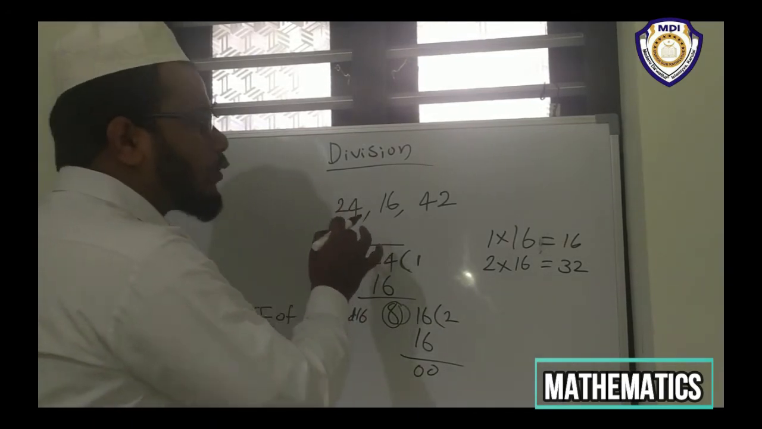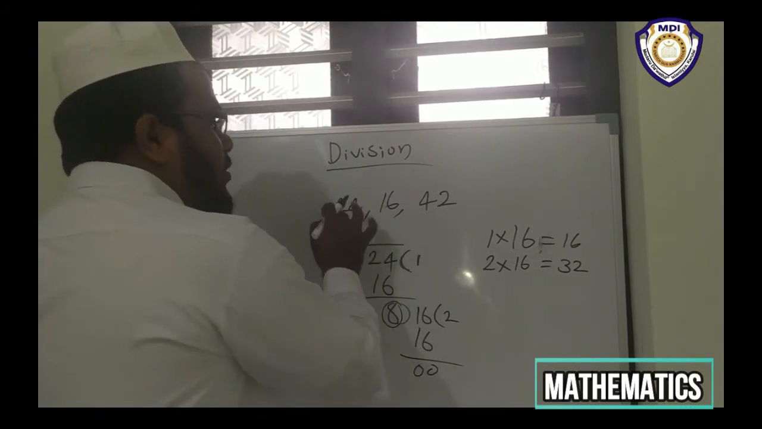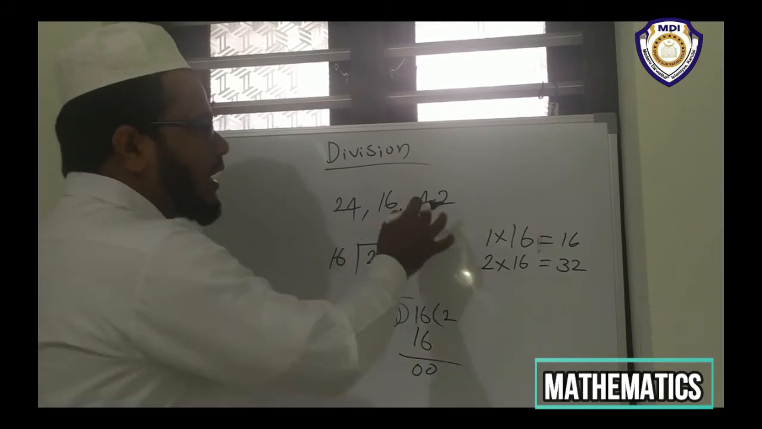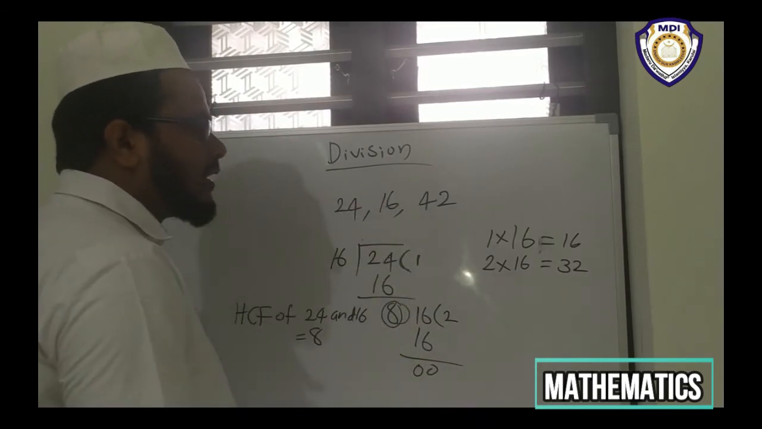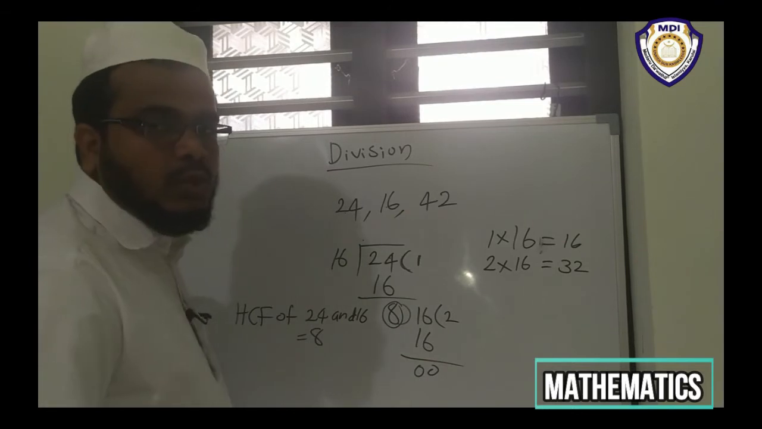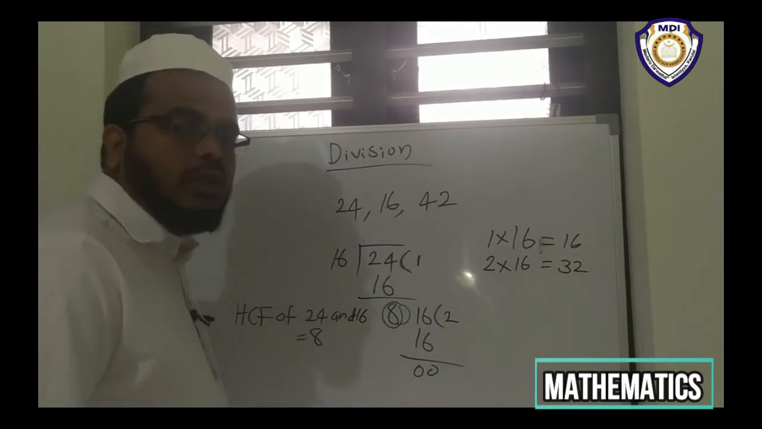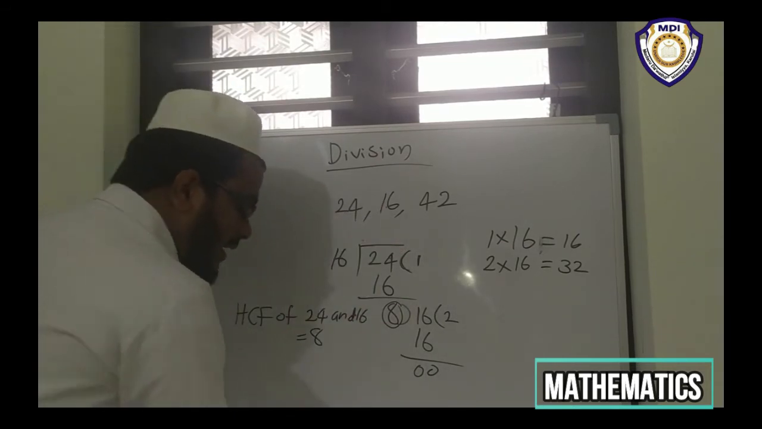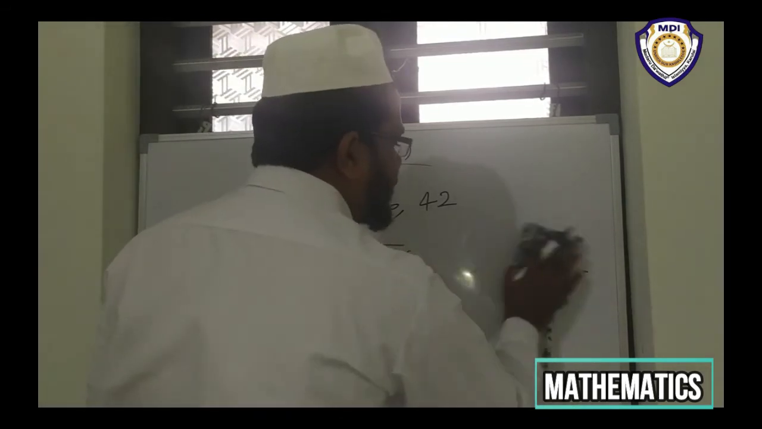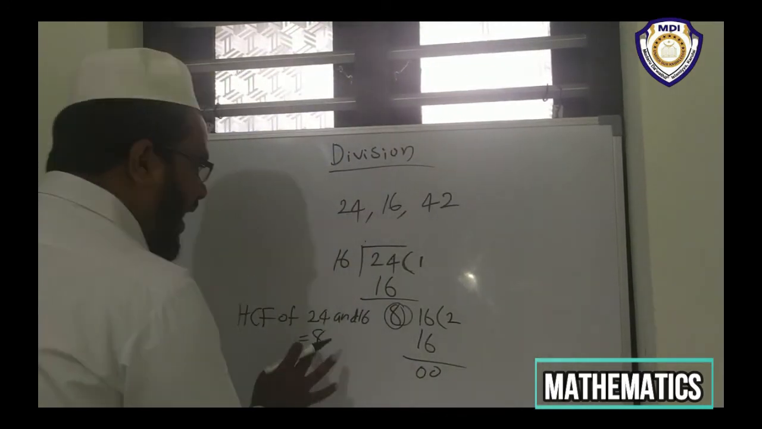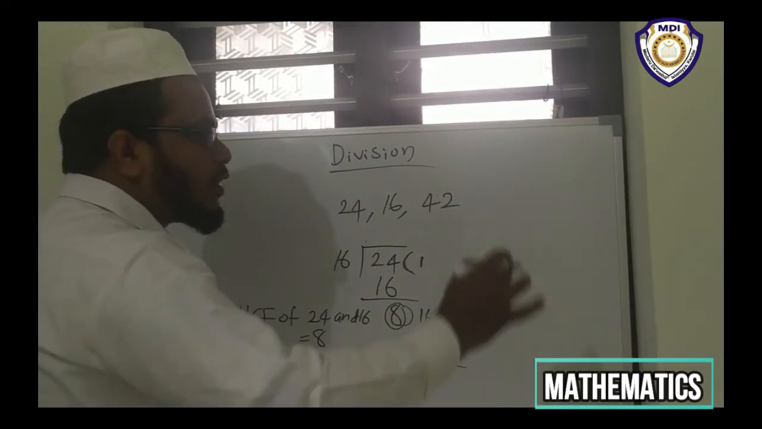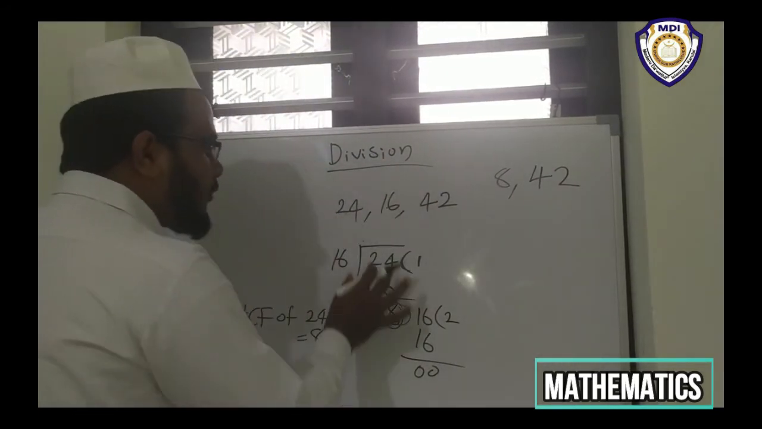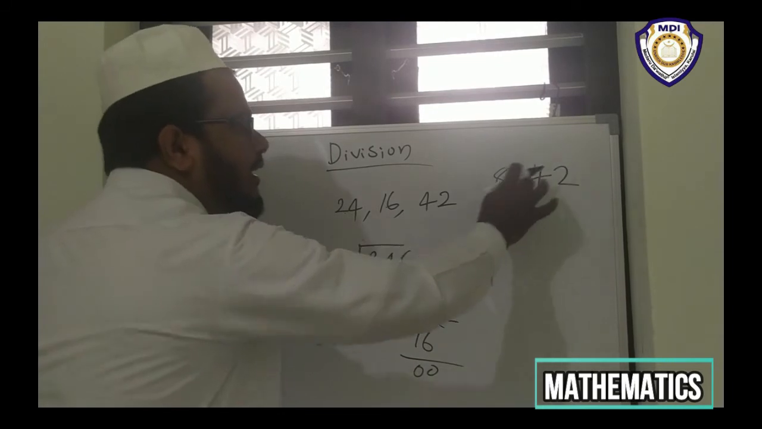Then we have to find out what the question is. The question is to find out the HCF of 24, 16, 42. We just took only two numbers. There is another number, 42, so we have to find out the HCF with 42 also. What is the next step? Next we take this 8 and 42. We take the HCF of these two numbers and the next number.